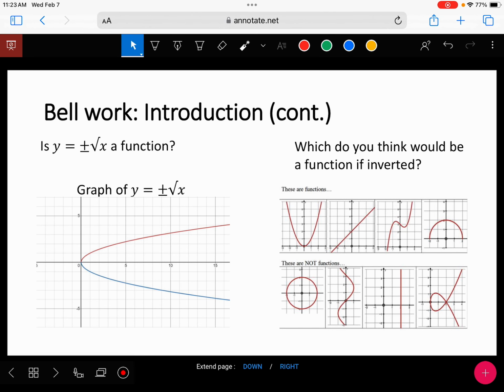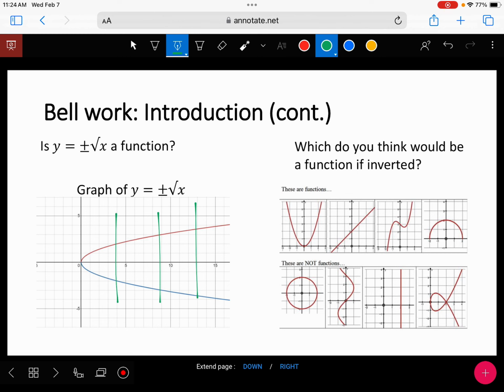So moving on, is y equals the positive and negative square roots of x a function? What do you guys think? Maybe? That's its graph right there, the picture on the left. No? Why not, Chris? Doesn't pass the vertical line test. It has multiple outputs for every input.